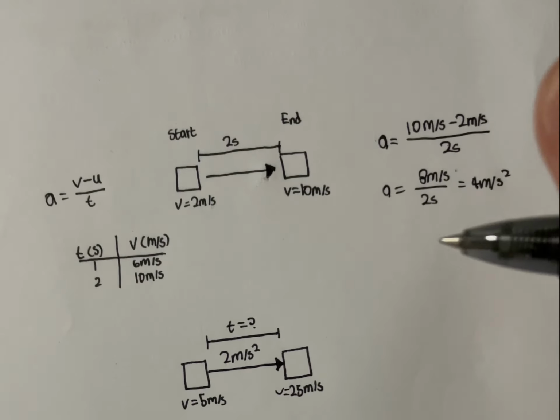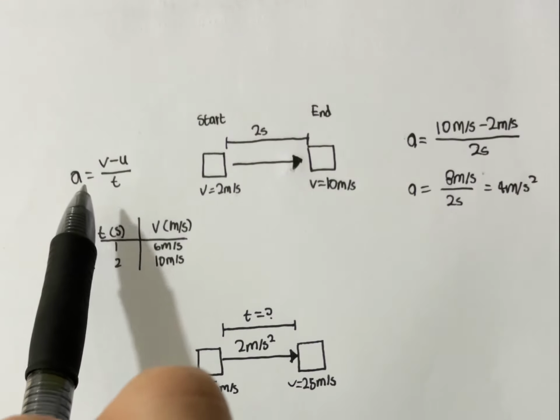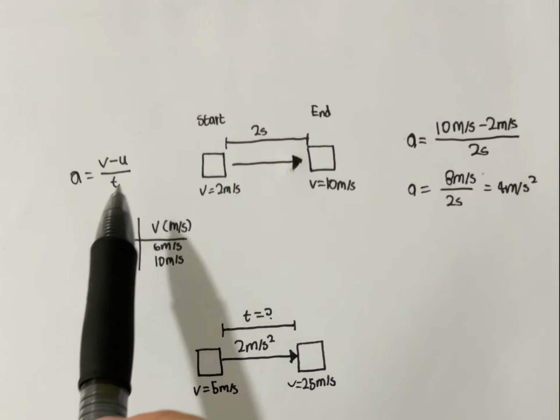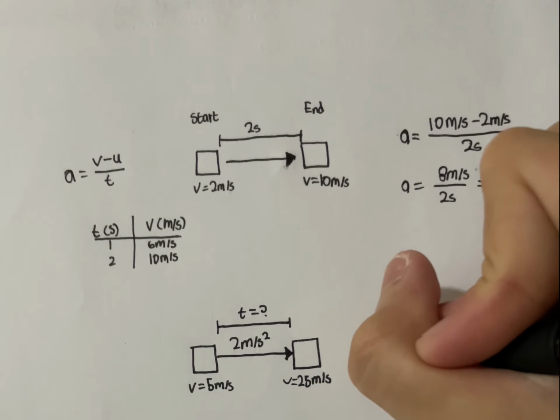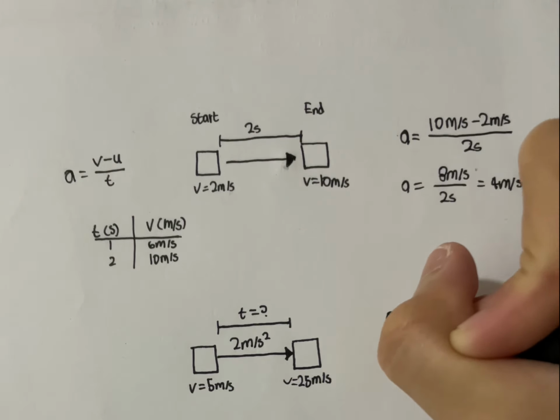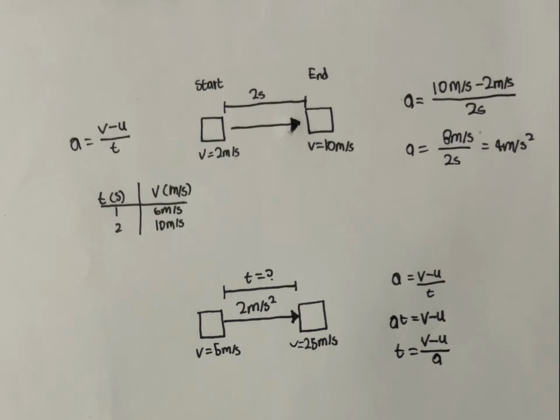I'll give you some time to think. Alright, I assume that you've tried it, and your first step would be rearranging this formula so that you can make time the subject, because that's what we're trying to solve for. Right, so let's do a little bit of rearrangement here. A is equivalent to V minus U over T. So then you multiply T to both sides. AT is equivalent to V minus U. And then, if you want to solve for T, T is equal to V minus U over A. Cool. Now we can plug these in, right?